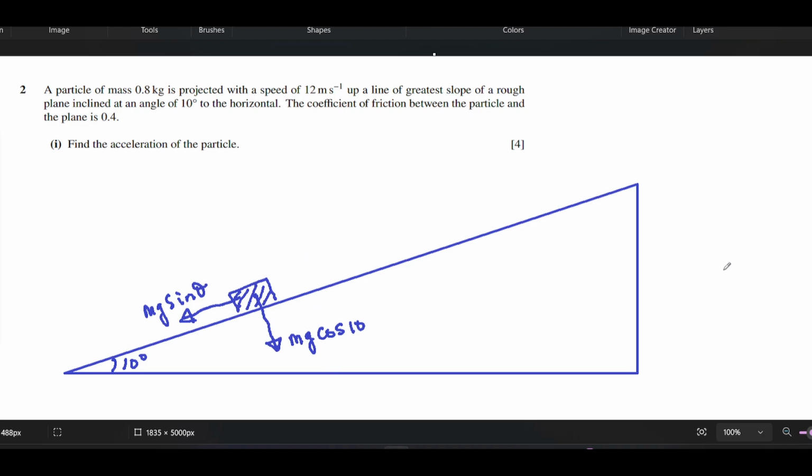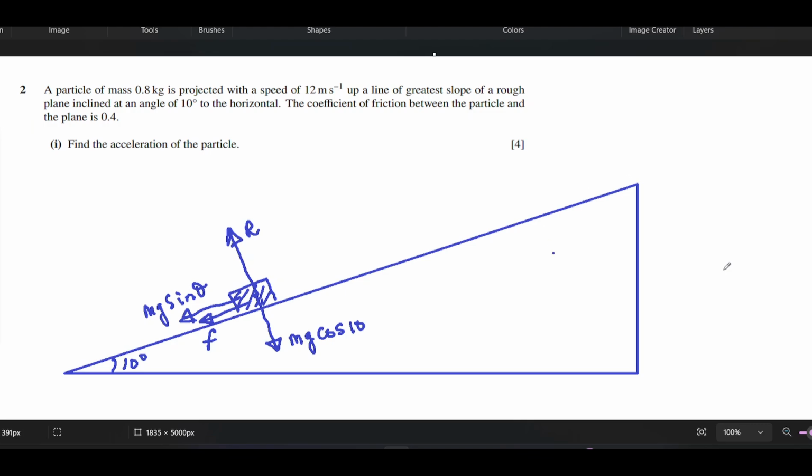Well, there is the reaction force because of contact between the particle and the plane, which we will indicate in this direction as R. Now, because the plane is rough and the particle is projected upwards, that implies we will also have a frictional force opposing the motion of the particle up the slope. So we include that force down the slope in the opposite direction to motion and call it F.